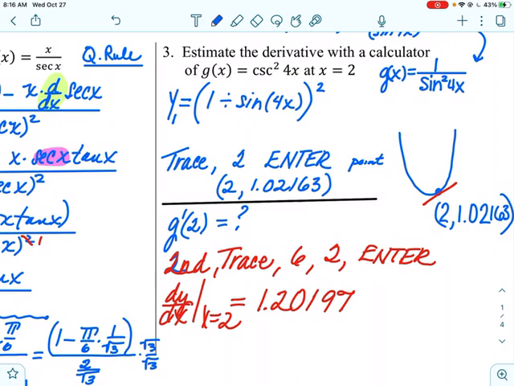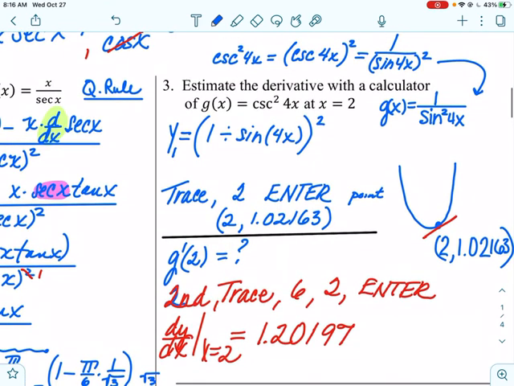So just scroll up a little bit here. You see where I have cosecant squared 4x here. We're squaring the cosecant, so I could see that as cosecant 4x, the quantity squared, which is 1 over, cosecant is 1 over sine, so it's 1 over sine 4x, the quantity squared.